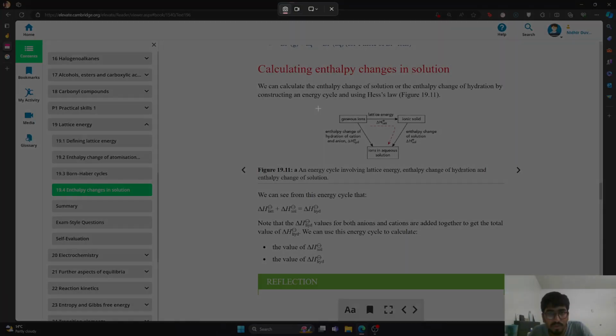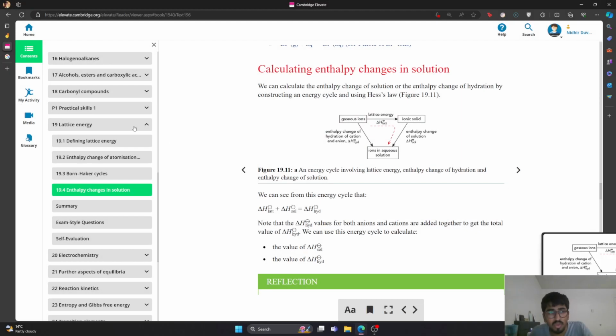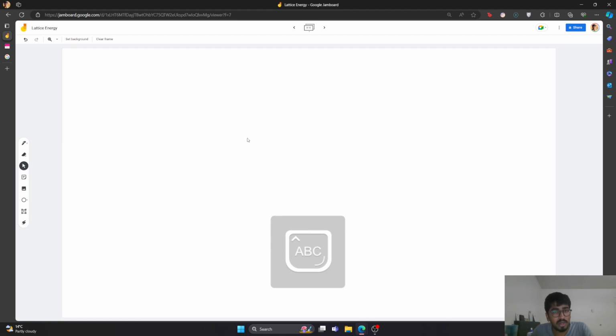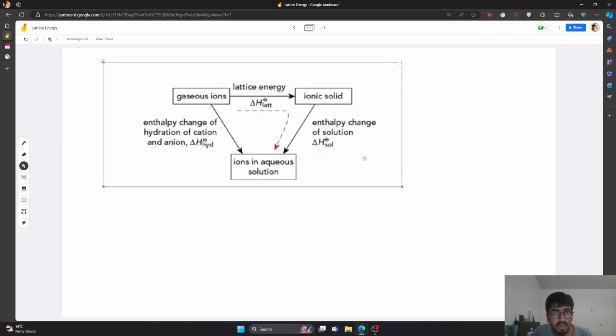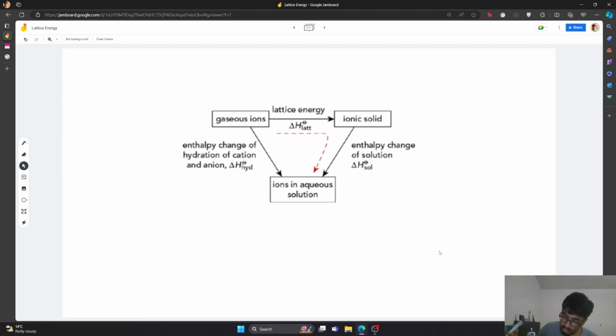Okay, so this is what I was talking about. It is very important to understand the difference between solution and hydration enthalpy. So this is what this is about. You start with gaseous ions, right? Say you want to start with Na+ in a gas form and Cl- in a gas form.